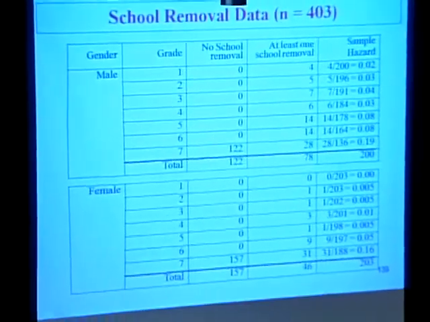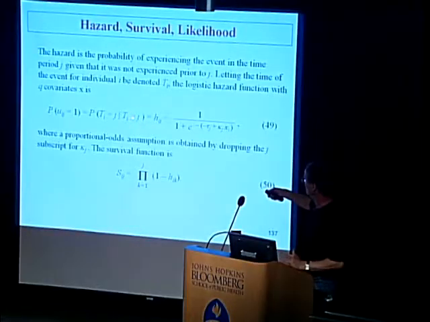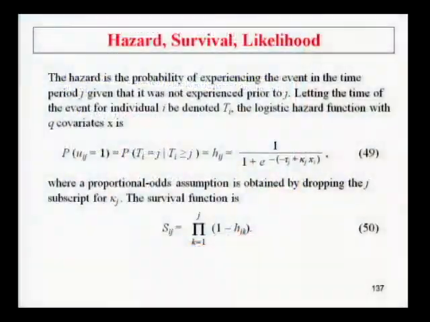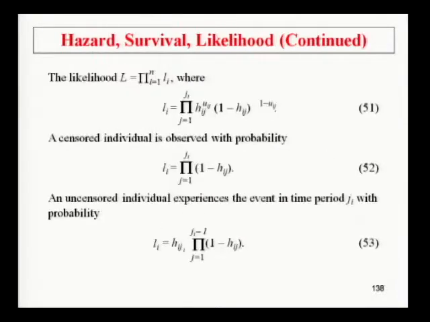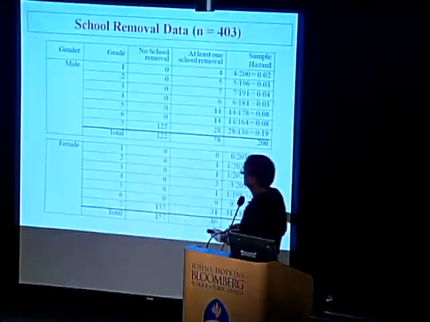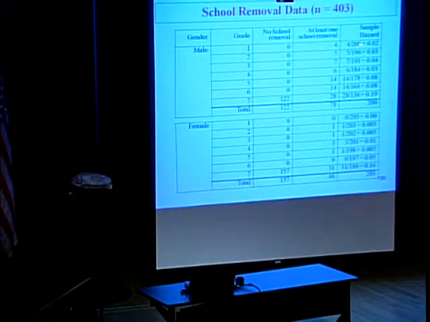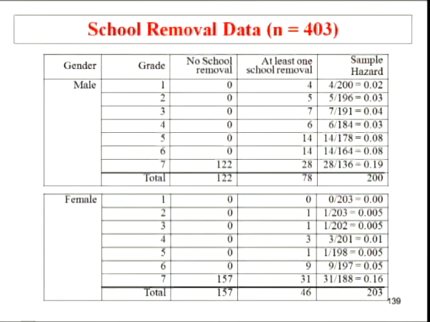So this is what we tried to convey with this expression. Those who survived grade 1, not being removed for the first time in grade 1, what's their hazard of being removed in the next grade? Then when you come to the 3rd grade, you have to subtract 9 people, 4 plus 5, from 200. That would be 191 in the risk set, out of which 7 experienced their first school removal. Hazard is 0.04, and onwards and upwards.